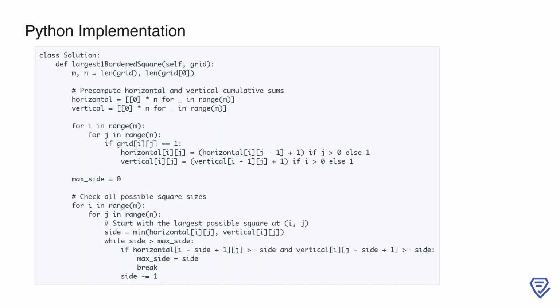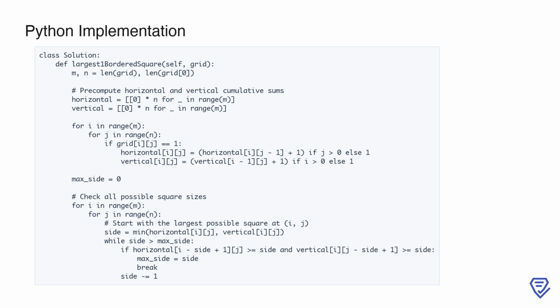Here, we start by defining the class and the method largestOneBorderedSquare, which takes a 2D grid as input. The first step is to calculate the dimensions of the grid, m and n, representing the number of rows and columns, respectively. Next, we initialize two 2D arrays, horizontal and vertical, both of the same size as the grid, to store cumulative sums of ones along the rows and columns. These arrays help us efficiently determine how many consecutive ones exist up to a given cell, either horizontally or vertically.